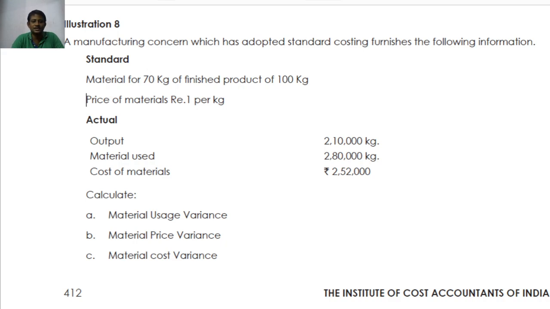So here three variances they asked: material usage variance, material price variance, material cost variance. There is no mix or sub usage because only one raw material is used. If there is more than one raw material, then only mix and sub usage will come. So in this question, their objective is whether you are able to identify which one is input and which one is output. That is the first point. The second thing is whether you will be able to calculate standard quantity for actual production. If you know these two things, then all other things you know already. So we will work out that.